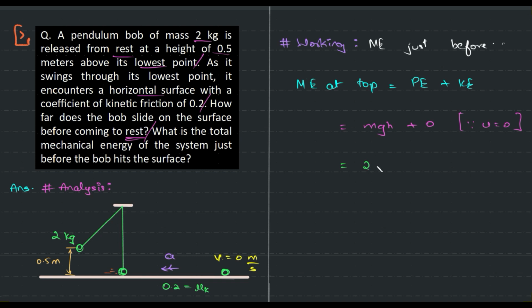So this says 2 into 10 into 0.5. So this is basically 10 joules. So then from here we can tell that mechanical energy at, or just before, the lowest point, where it hits the surface, should be equal to 10 joules as mechanical energy is conserved.